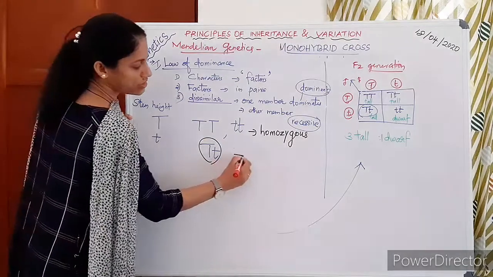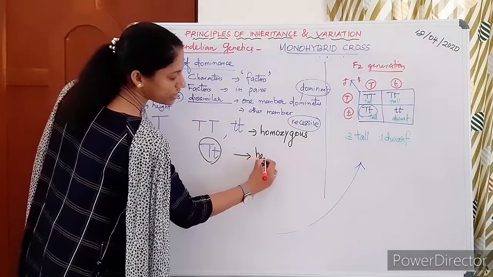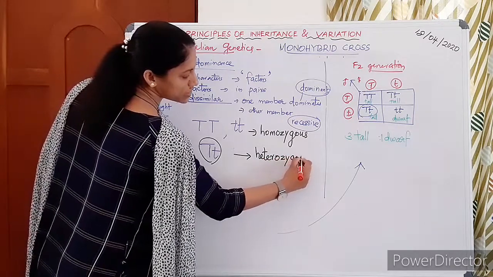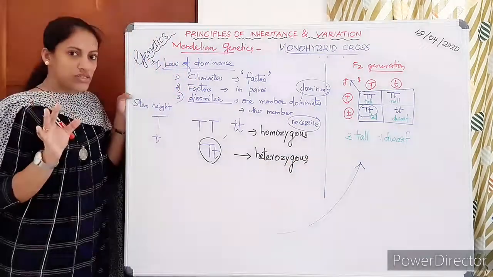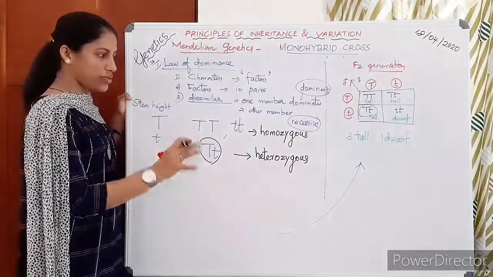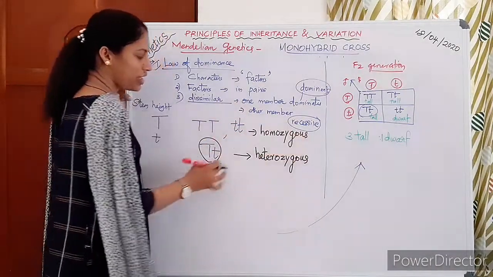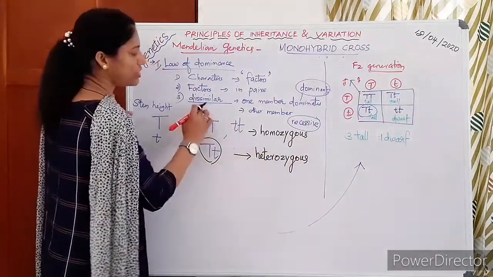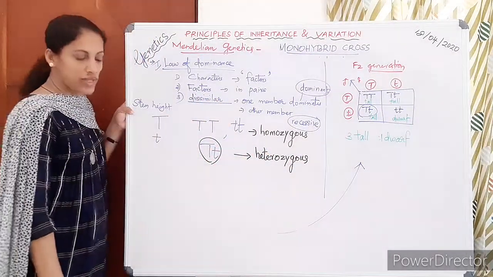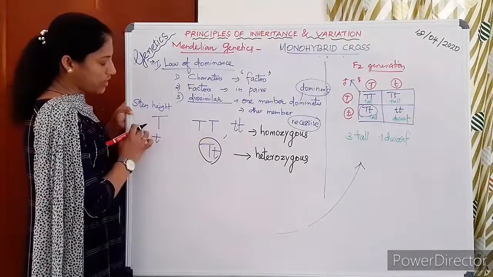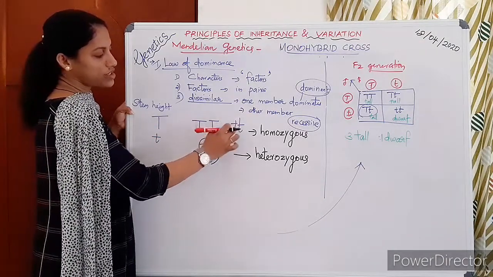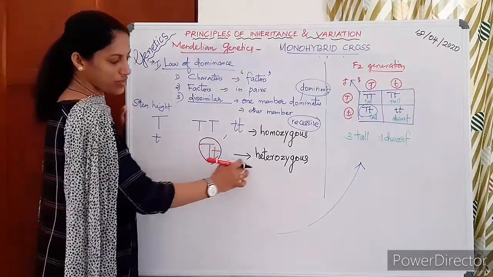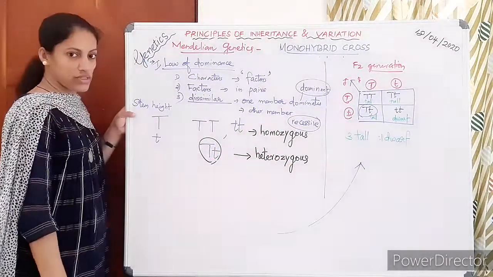Then this condition, a pair of dissimilar alleles, is called heterozygous condition. I think these two terms are very clear. It's very important: in homozygous combination, the alleles are the same, whereas in heterozygous combination, the alleles are dissimilar. In this particular example, capital T capital T is homozygous, and capital T small t comes under heterozygous.